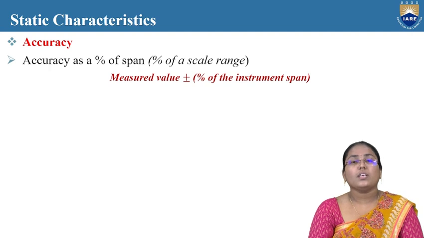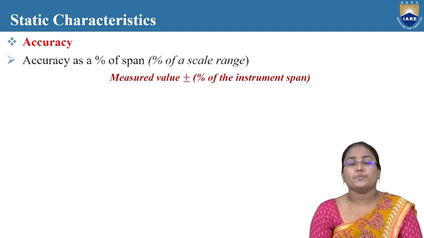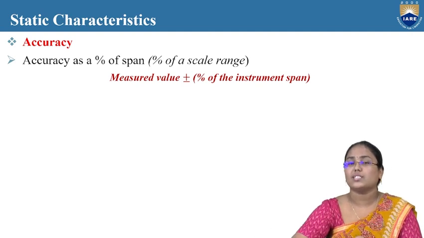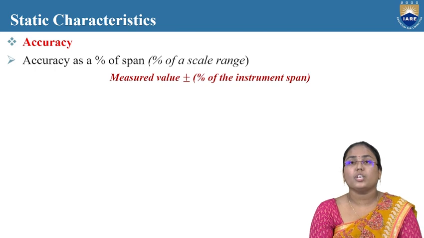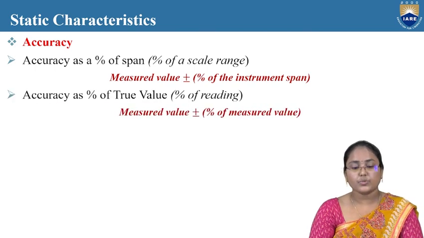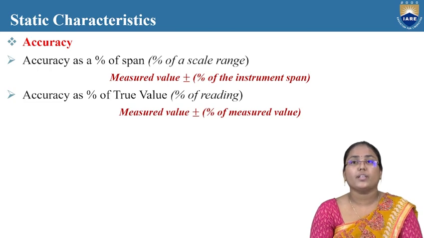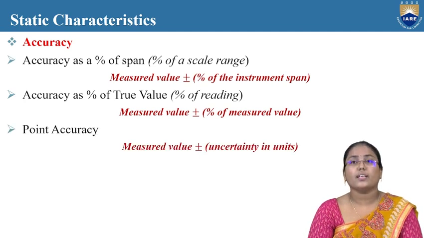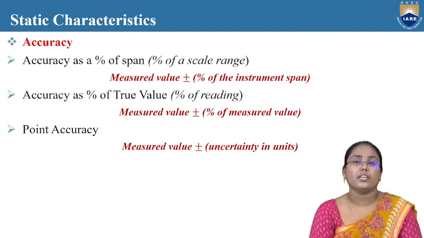So the accuracy can be taken as a percentage of span. Span means the scale range. That is the percentage of the scale range, which is nothing but the measured value plus or minus a percentage of the instrument span. The next one is accuracy as a percentage of true value, that is, percentage of reading, which is nothing but the measured value plus or minus a percentage of the measured value. And the next one is point accuracy, that is, the measured value plus or minus the uncertainty in units.